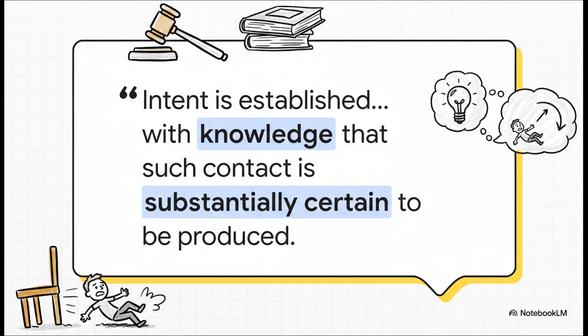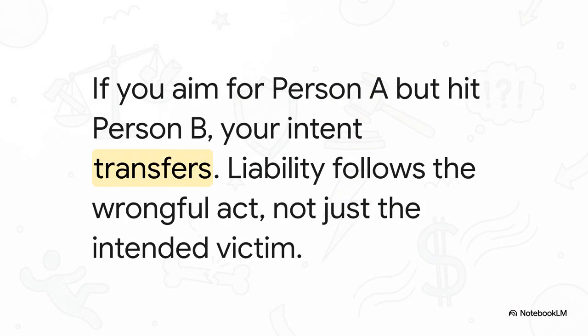That's intent. And listen up, because here's a pro tip. The law is smart. It's got this clever little doctrine called transferred intent. So if you try to hit person A, but you miss and accidentally hit person B, well, your intent doesn't just disappear.